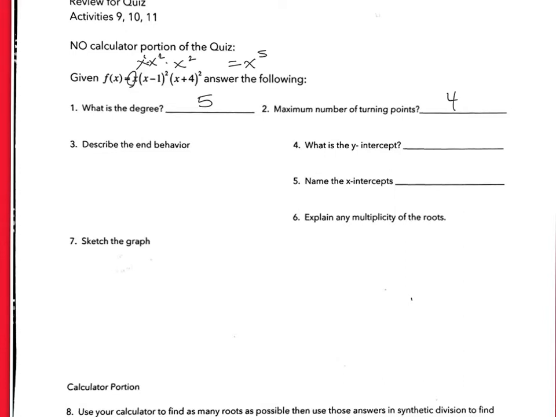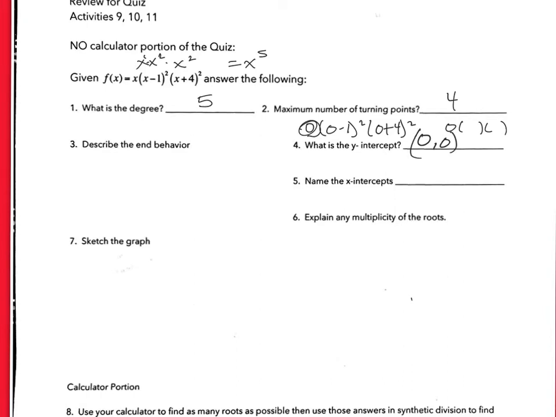The y-intercept, if you make all the x's 0, so 0 times 0 minus 1 quantity squared times 0 plus 4 quantity squared. Remember, this is the non-calculator part. Only reminding you in case you're planning on using your calculator for that. This is basically 0 times whatever. Who cares what this is? We're multiplying 0 times a whole bunch of stuff. So the y-intercept is 0, 0.